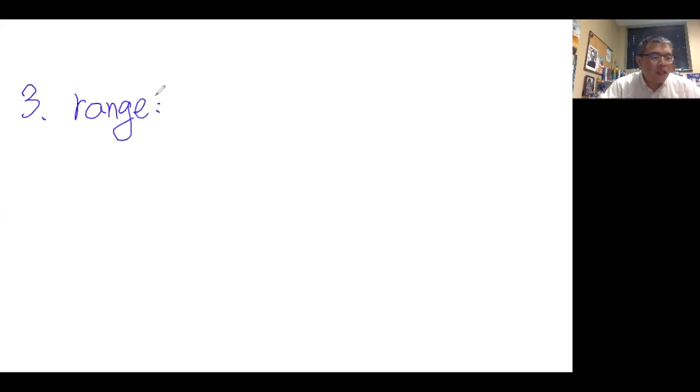In calculating the range, it's very simple. You just take the median, let's say you have this data set. You just take the highest value, subtract the lowest value, so the range of this set is just 8. That tells you the range.